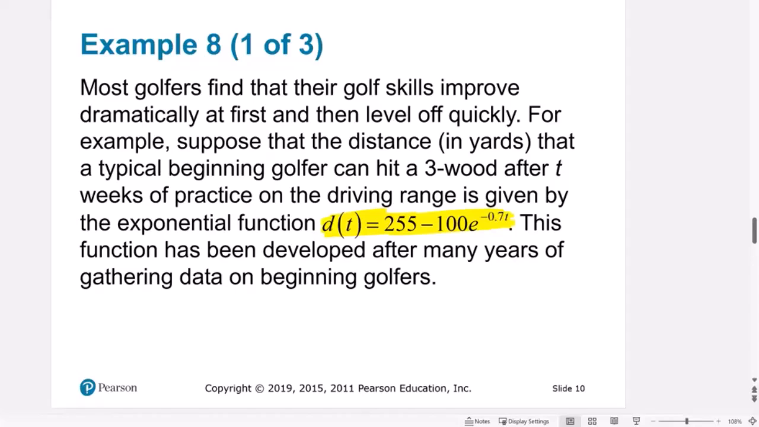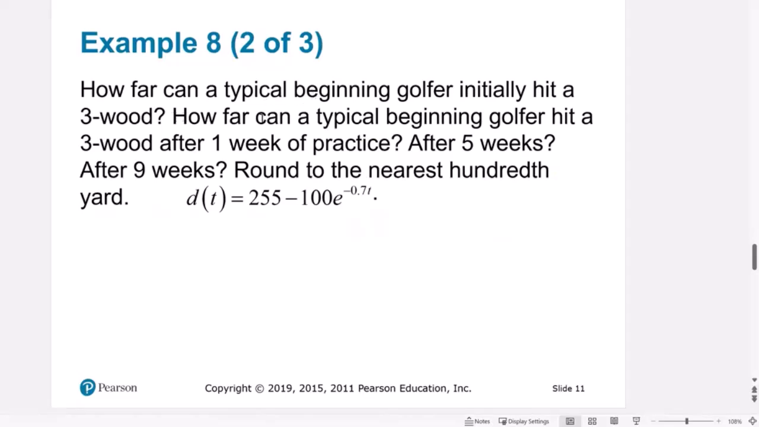D is the distance. We have to know what each of these things means. And T is weeks of practice on the driving range. Then when we're asked questions, we actually can answer them because we know what the variables mean. How far can a typical beginning golfer initially hit a 3-wood? We'll call this A. We'll call this B. We'll call this C. And we'll call this D. And these are, again, just calculator questions.